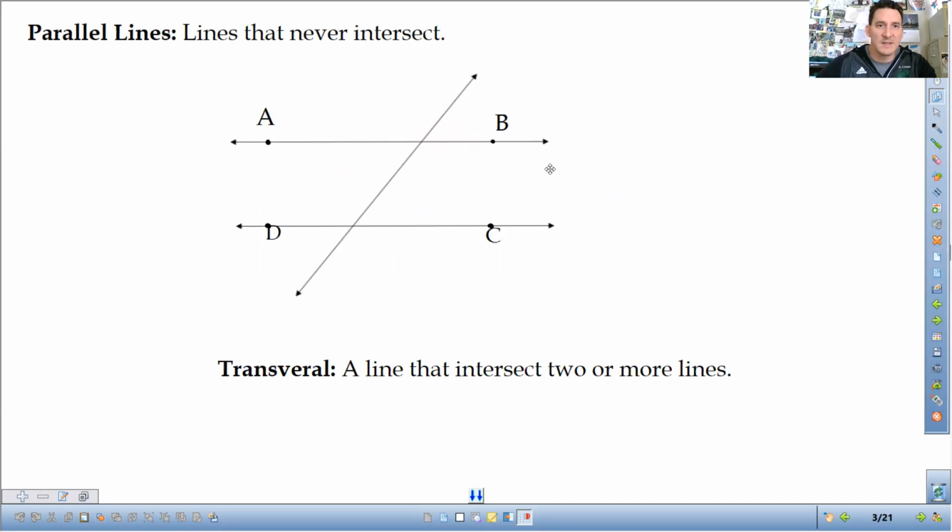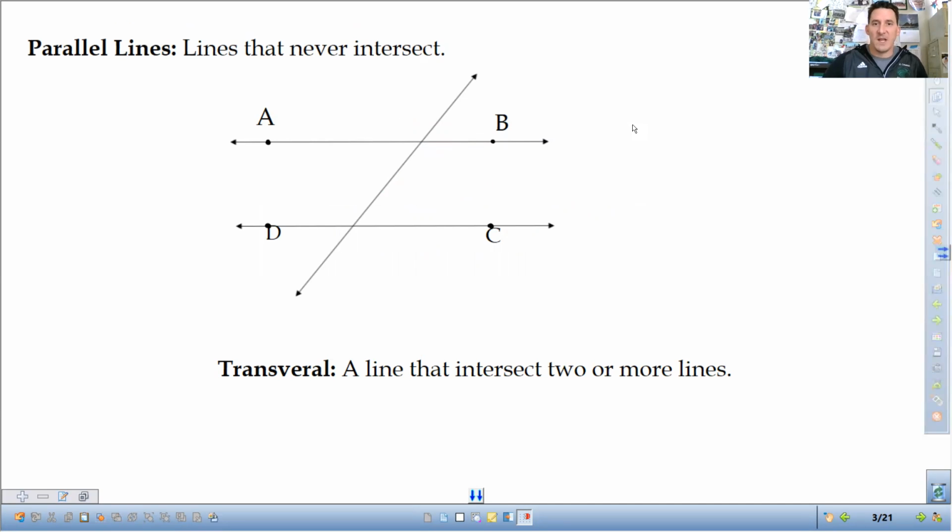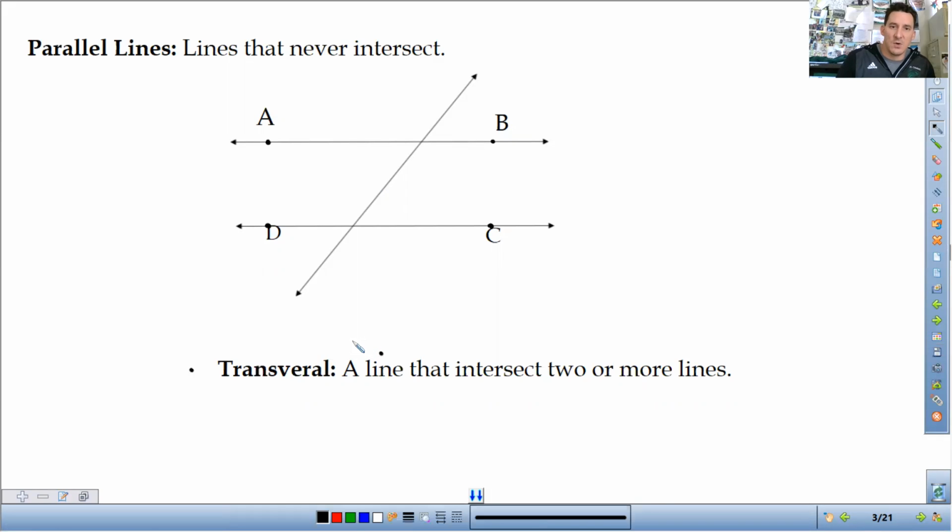So parallel lines are lines that never intersect. You should know that definition before. And then a transversal is a line that intersects two or more other lines. So this line coming through here would be the transversal. These lines are parallel lines. So things I want to talk about with parallel lines.